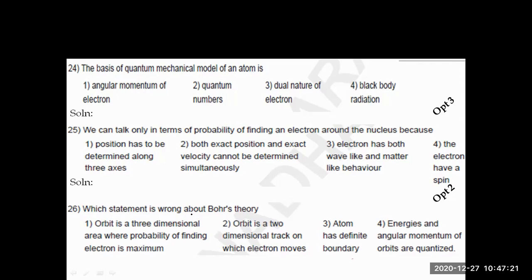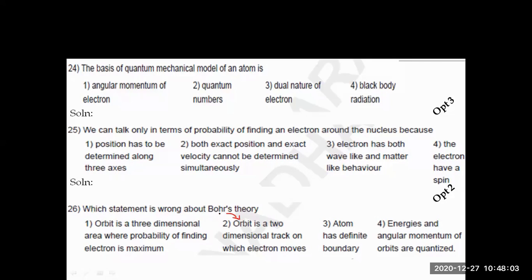26th. Which statement is wrong about Bohr's theory? As per Bohr's theory, which statement is incorrect? Option 2. Okay, which is the wrong statement? Option 1 says orbit is a three-dimensional area where probability of finding electron is maximum. Option 2 says orbit is a two-dimensional track on which electron moves. The second option is what Mr. Bohr told.